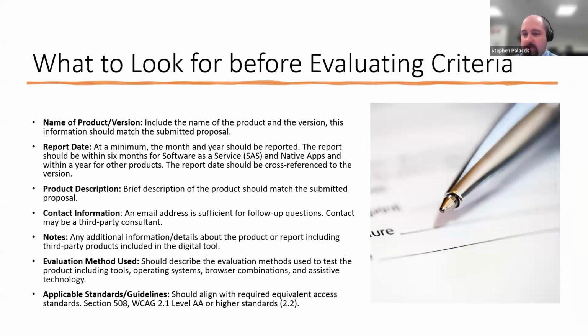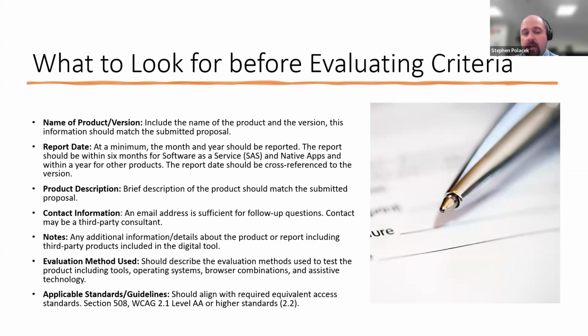And there are some major details that might indicate this VPAT is not worth your time. First is the name of the product and its version. This line should include the name of the product and the version. This information should match the submitted proposal. A VPAT really doesn't help you if it's for a different product.